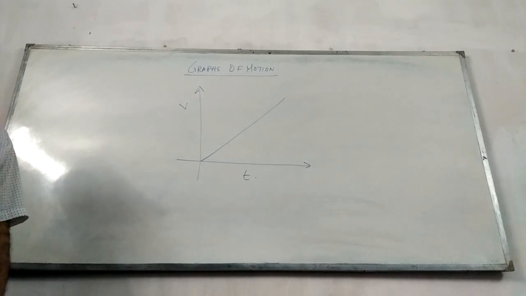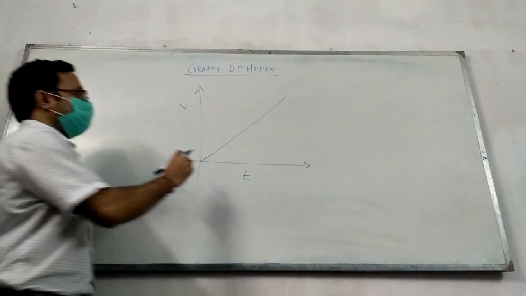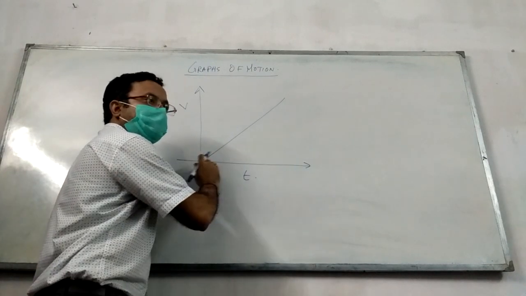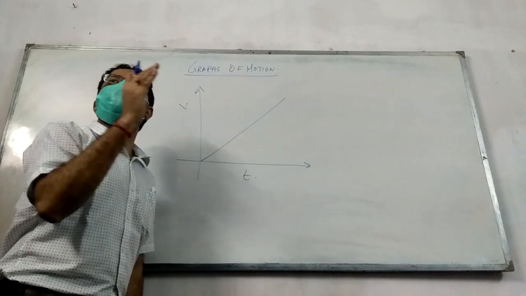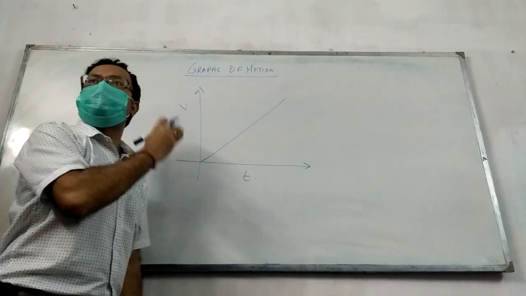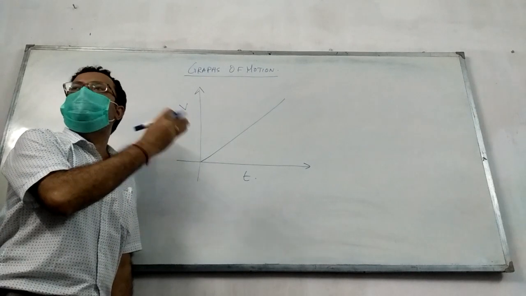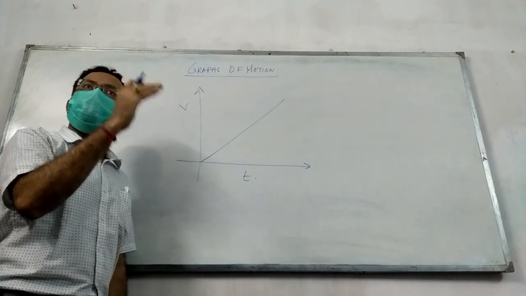Uniformly accelerated motion. It's not a uniform motion. Why? Because the velocity is not remaining constant with time. Time is increasing, the velocity is also increasing. So if the velocity changes, it is a non-uniform motion. You all know this. But since the change in velocity is constant, it is a uniformly accelerated motion.